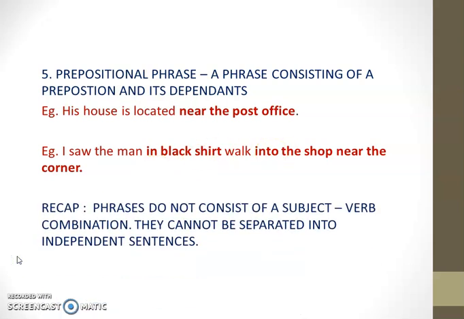So let's just take a recap of what we have already seen. Phrases do not consist of a subject-verb combination. They cannot stand as independent sentences. They do not give a complete meaning. A noun phrase can function like a noun. An adjective phrase can function like an adjective. And an adverb phrase can function like an adverb. But a verb phrase is not equivalent to a verb, and a prepositional phrase you can't say is equivalent to a preposition.